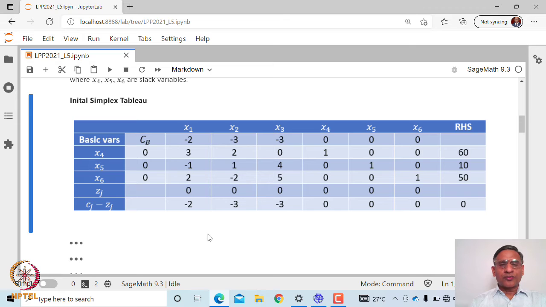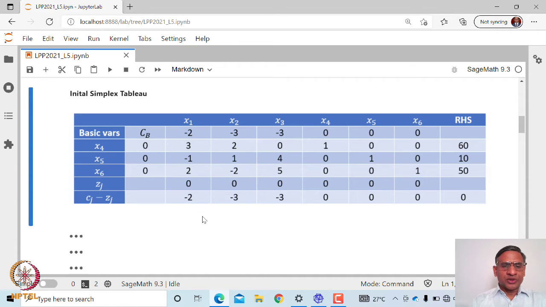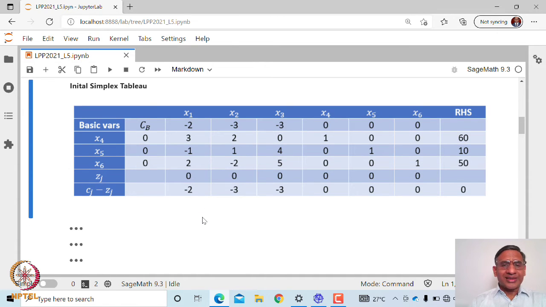Now, in order to find what will be the incoming column, we will decide by looking at whether you have a negative reduced cost coefficient. In case all the reduced cost coefficients are non-negative, then you have reached the optimal solution, and we know why that is optimal. Once we do that, we'll have to decide what is the outgoing variable, that is by taking the ratio.